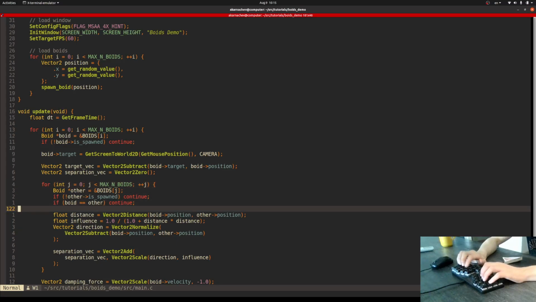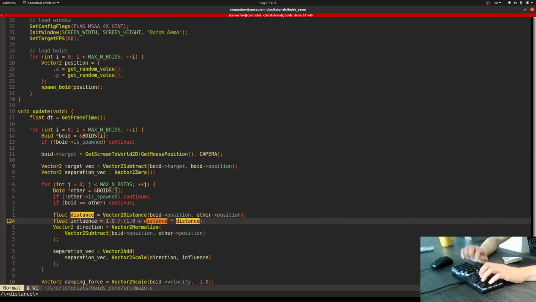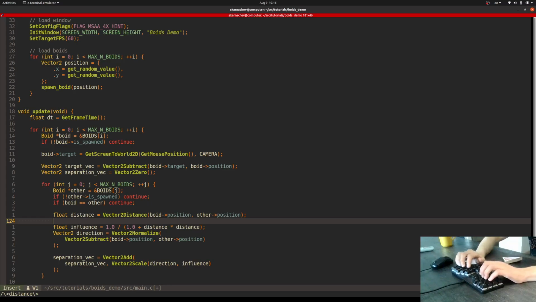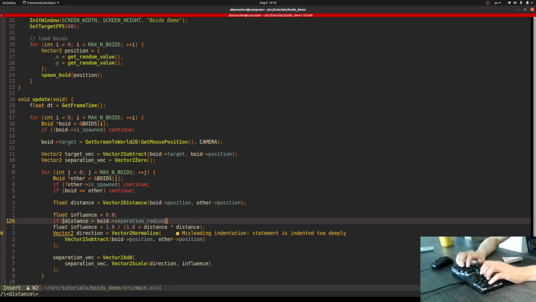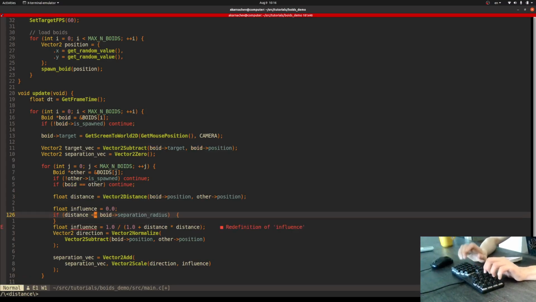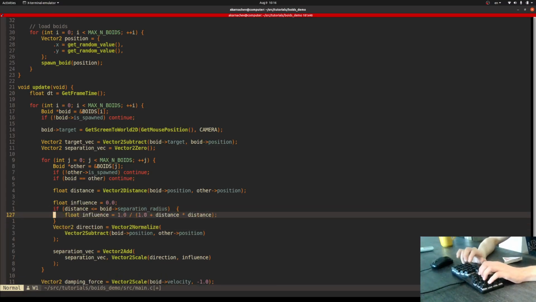Let me think. This is the distance from other Boid to our current Boid, and let's just simply say if distance is greater than Boid separation radius, let's say float influence is equal 0 by default, but if the distance is less than or equal than separation radius, so basically Boid is inside our current Boid separation circle, we can say that influence is equal to this one.